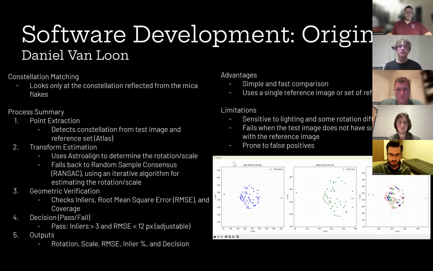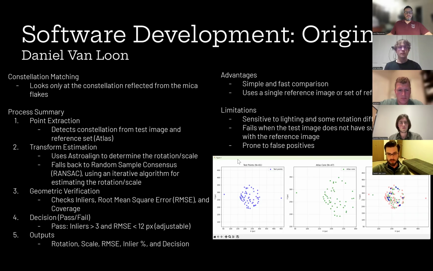The original path for comparison focuses entirely on the reflections from the microflakes rather than each dendrite pattern. First, we do point extraction, detecting the bright spots or stars in both the test and reference images. Next, we use astro-align to estimate the rotation, translation, and scale between those constellations. If astro-align struggles to converge, it falls back to a RANSAC routine, which iteratively refines the transformation.